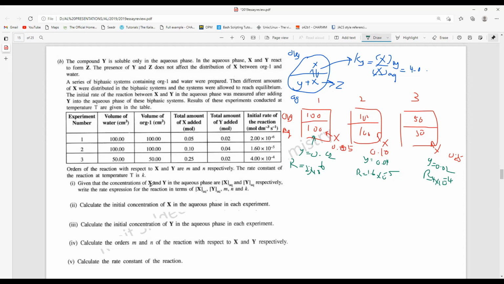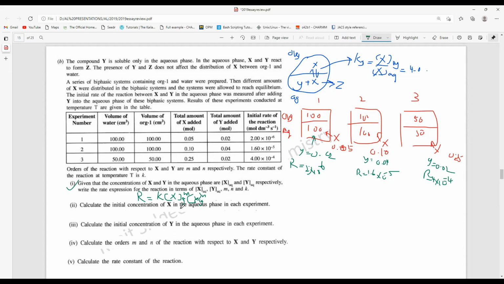Okay, given that the concentration of X and Y in the aqueous phase, write the expression for the rate. So automatically our rate will be equal to rate constant k times the concentration of X in the aqueous phase. The order is given as m and n, so I would write this m, and Y concentration aqueous, and the order is n. So this would be the rate equation.